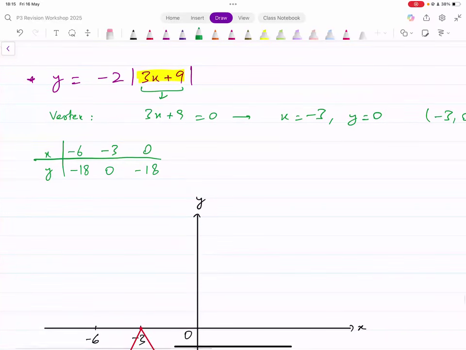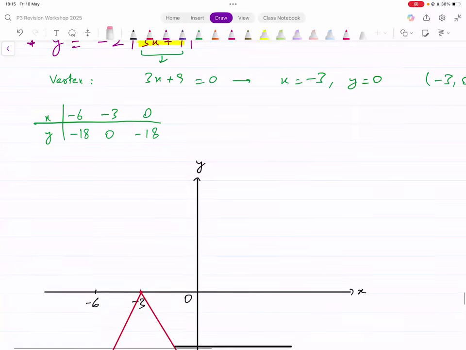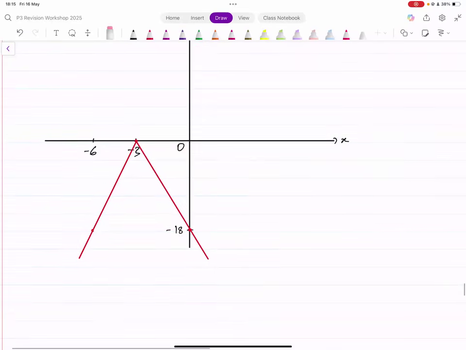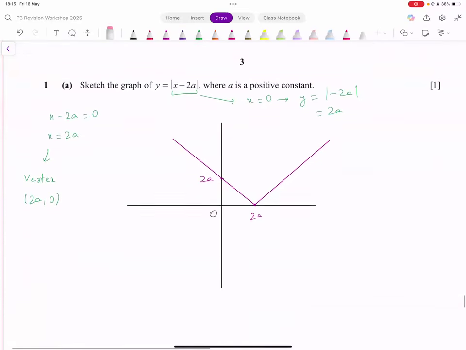And then you can find the y-intercept. What's the y-intercept? You put x equal to 0. x equals 0 gives you y equal to -18 in this case. That's one point that you can plot. And then you'll have another point at the same distance on the other side. And then you just draw the graph like this, one line here and the other line here, and that gives you the graph of the modulus function. So the vertex and y-intercept have to be shown, and the graph should be symmetrical about the vertex.